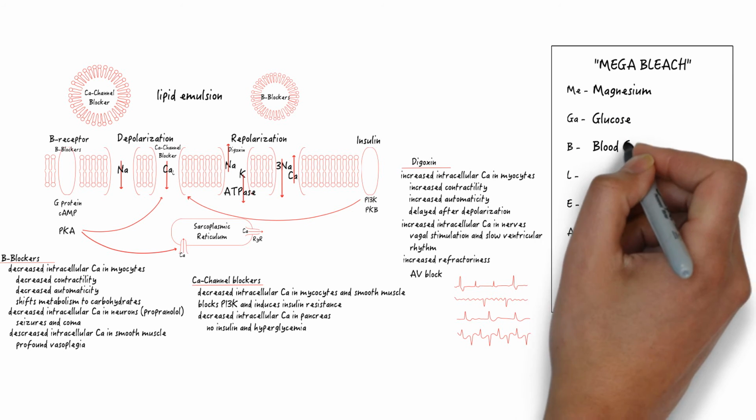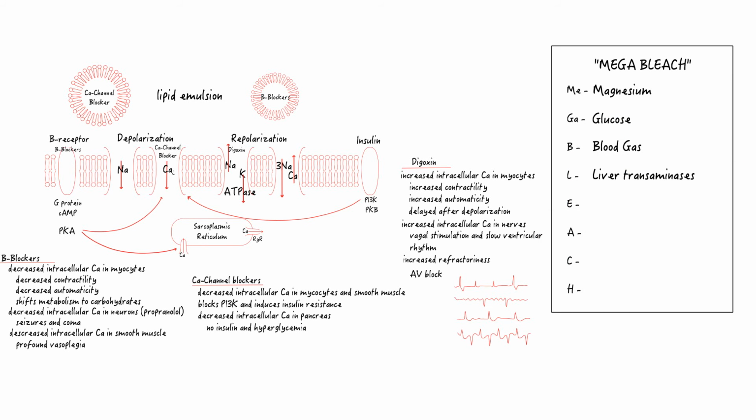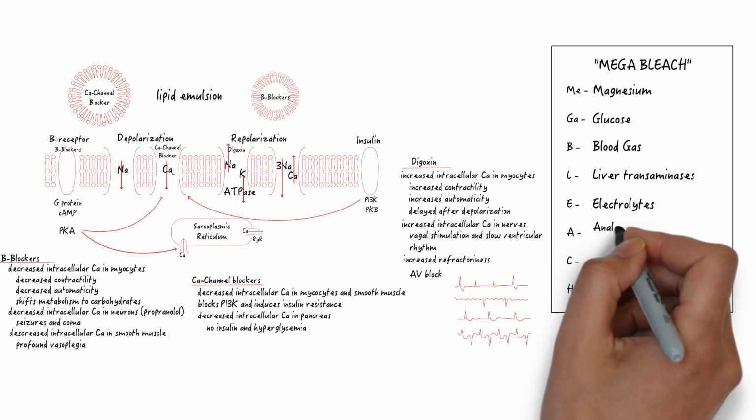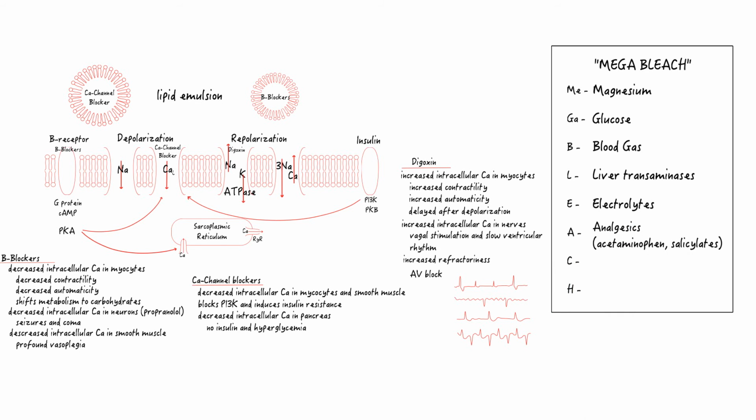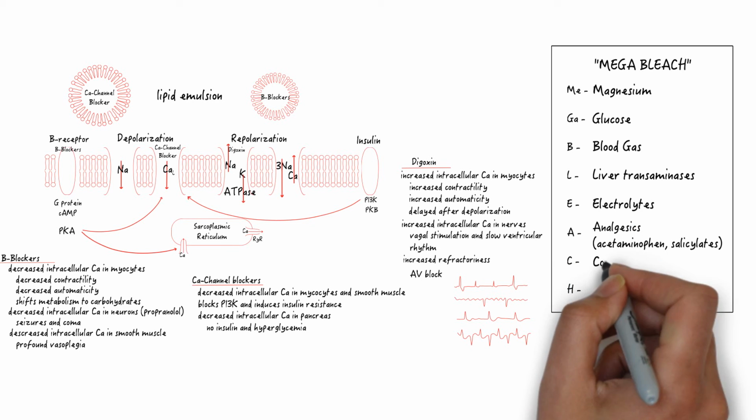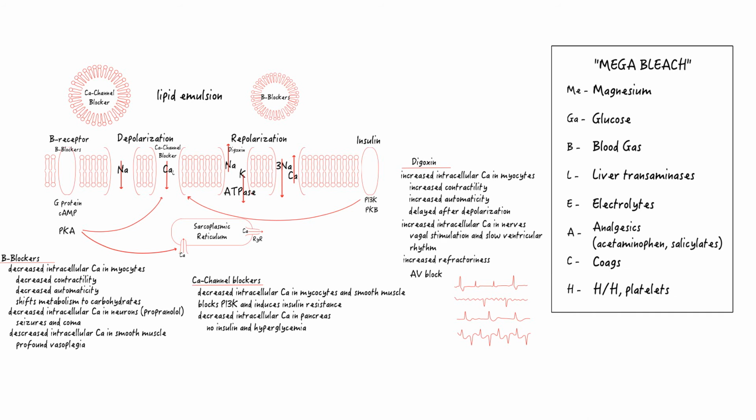Magnesium, glucose, blood gases, liver transaminases, electrolytes, analgesic levels like Tylenol level and salicylate level, coags, hemoglobin and platelets. Basically everything useful. This can make your high-dose insulin plan particularly difficult to manage because of the requirement for close CBG monitoring as well as potassium monitoring. These labs can still be obtained reliably with electrochemical methods, but you'll have to check with your lab.